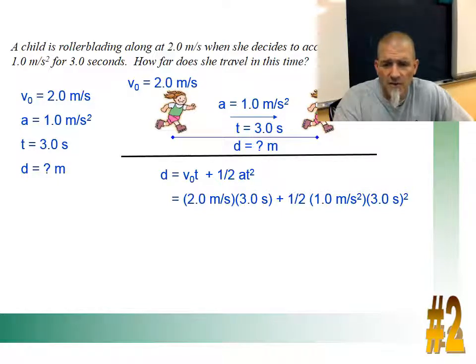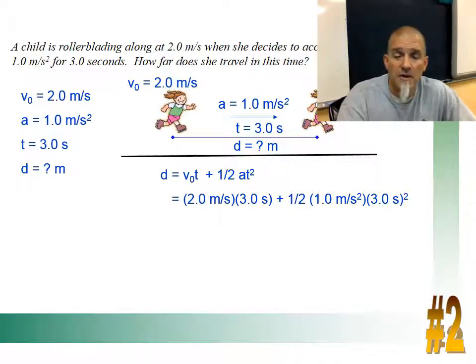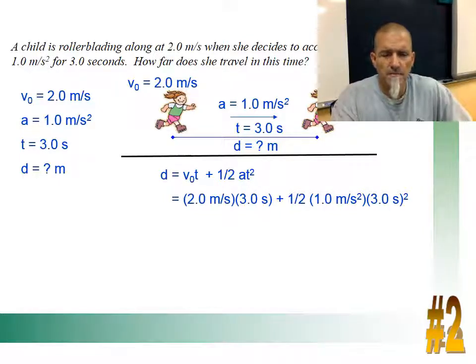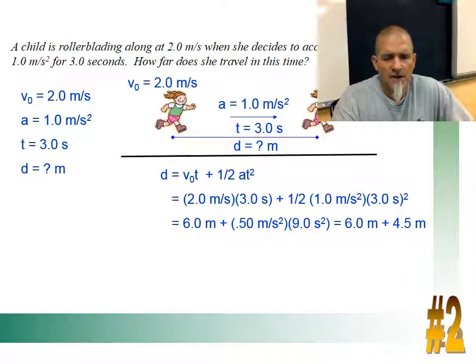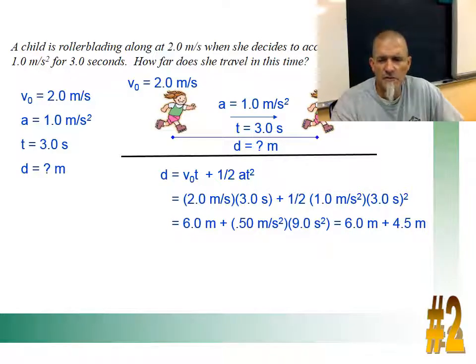Notice I've kept the units here, but these two steps you must have in your work to get full credit for the problem. 2 meters per second times 3, 1/2, 1 meter per second squared times 3 seconds. Don't forget this squared. And by the way, this squared only applies to the time. It doesn't apply to this whole term. So now, cleaning up the algebra a little bit. 2 meters per second times 3 seconds is 6 meters. Make sure you look at the units here. 2 times 3 obviously is 6, but meters over seconds times seconds, the seconds cancel, and I'm just left with meters.